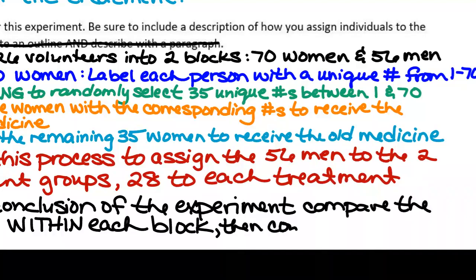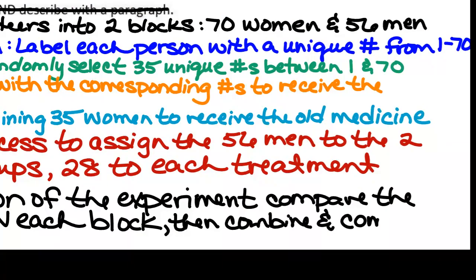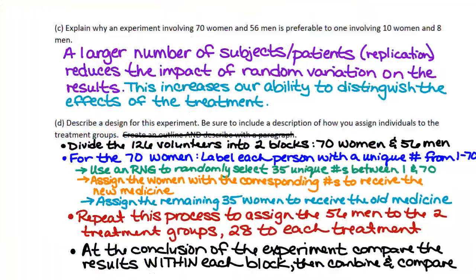Then combine and compare. I don't have a lot of room to write that, but basically, after I compare women to women and men to men, I'll take all the people, men and women, that got the new medicine, and all the people that got the old medicine, and compare new to old for the whole experiment. So women get compared to women, men to men, and then everybody that got new gets compared to everybody that got old. Does that make sense?